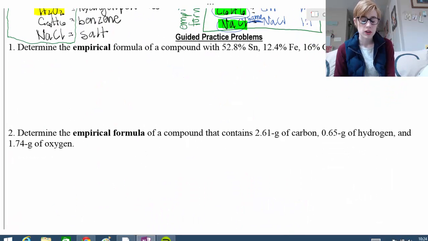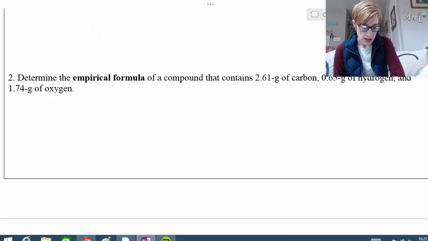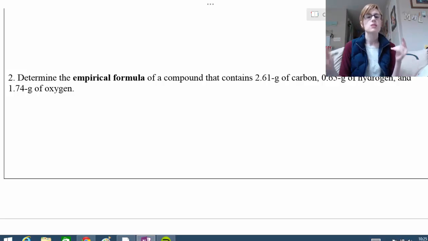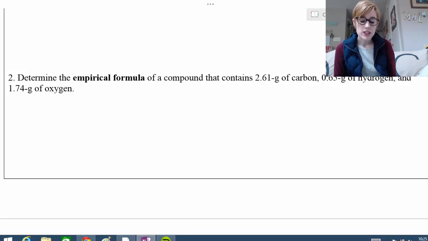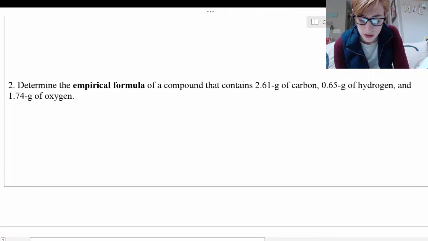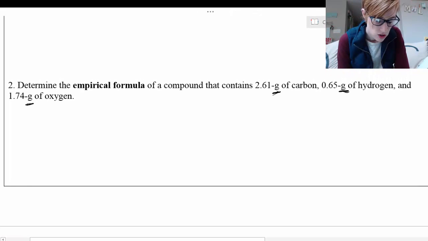I'm going to have you do number 1 on your own because it's very similar to the one I did. It already gives you percentages. But I am going to do number 2 with you. In this problem, remember how we go percent to mass, mass to moles, divide by small, multiply to whole. So I don't have to do the percent to mass part because guess what? I'm already given mass for each compound.